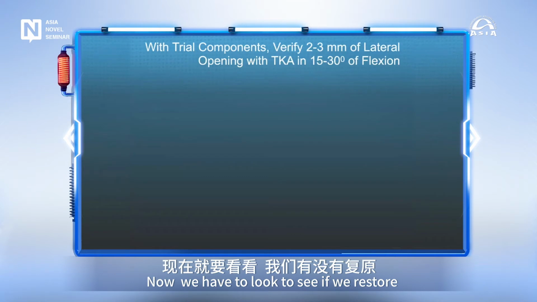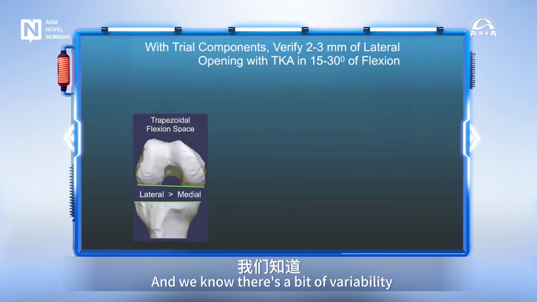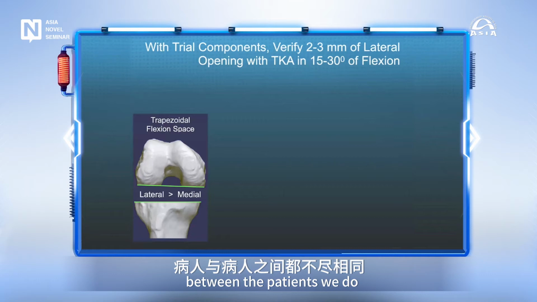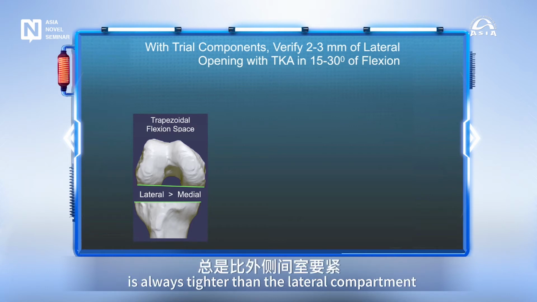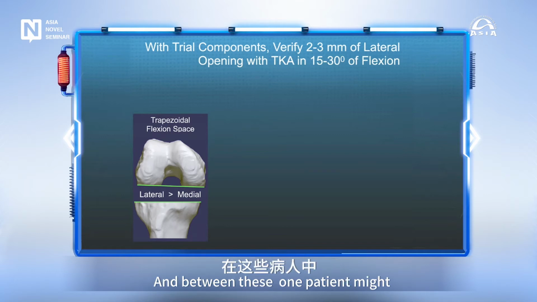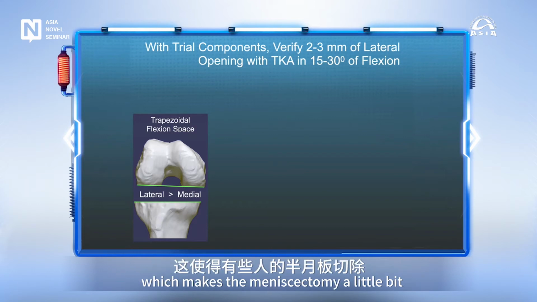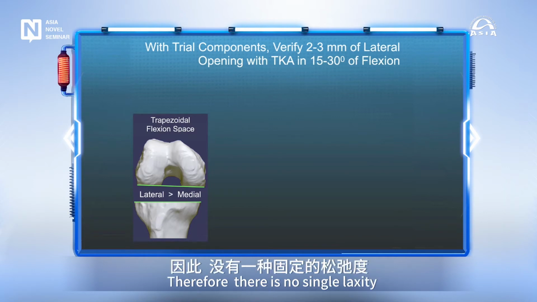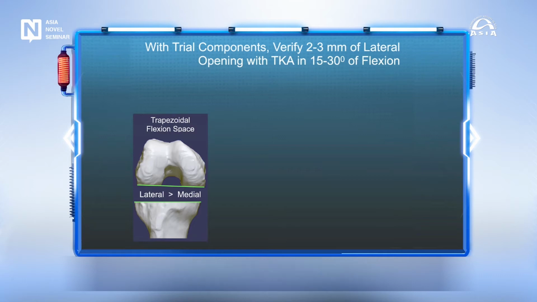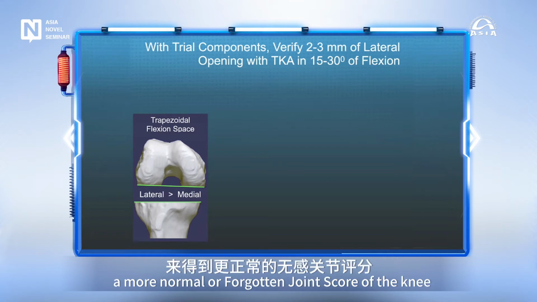Now we have to look to see if we restore the normal trapezoidal flexion space of the knee. And we know there's a bit of variability between the patients we do. You that do arthroscopy and do medial and lateral meniscectomies know clearly that the medial compartment is always tighter than the lateral compartment. And between knees, one patient might have a tighter medial compartment than the other, which makes the meniscectomy a little bit more difficult in some knees than others. Therefore, there is no single laxity in the flexion space to shoot for. You want to restore that of the patient's prearthritic laxity to give you a more normal or forgotten joint score of the knee.